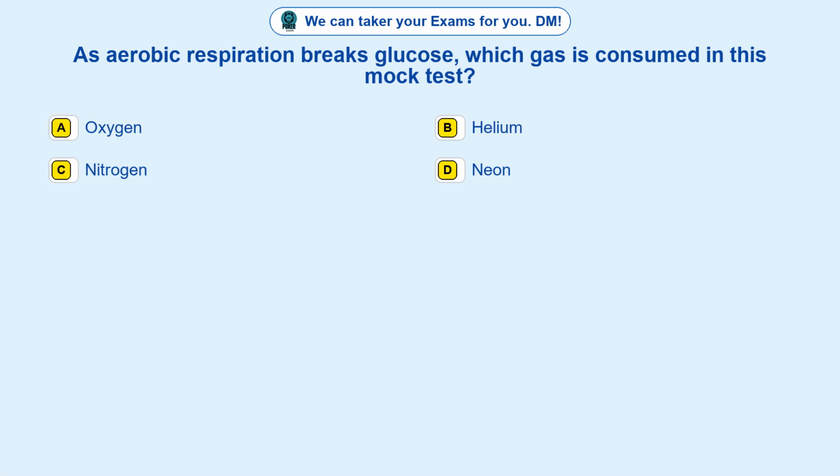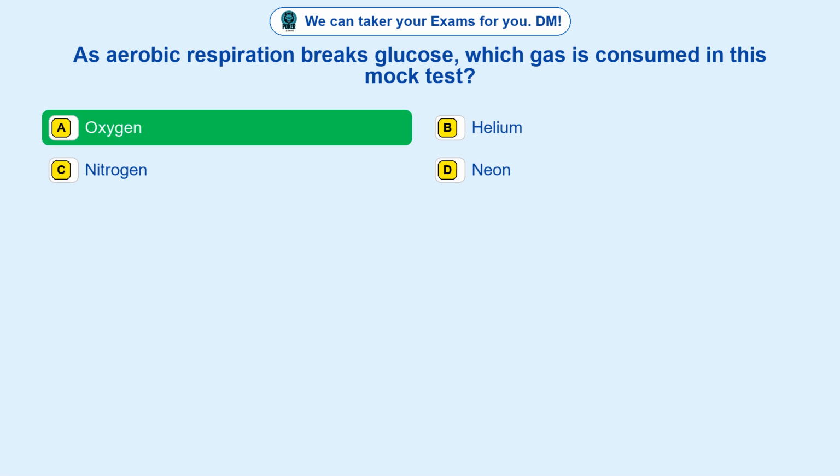Question 23. As aerobic respiration breaks glucose, which gas is consumed in this mock test? Option A, oxygen. Option B, helium. Option C, nitrogen. Option D, neon. The correct answer is option A.